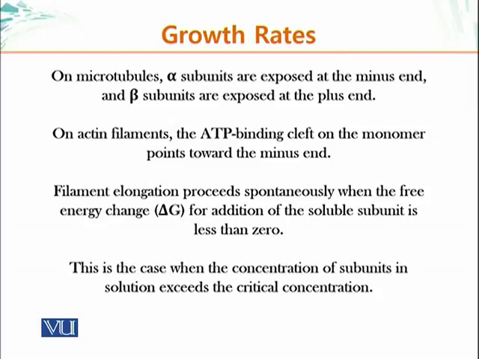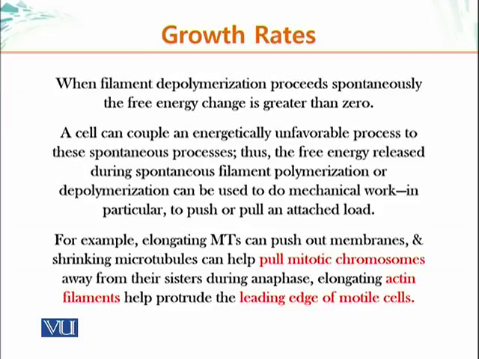So if delta G for addition is less than 0, the reaction will proceed and you will have assembly of monomers into polymers. If the concentration of subunit in solution exceeds the critical concentration, that is when you start polymerizing these structures. When filament depolymerization proceeds spontaneously, the free energy is greater than 0, which makes sense. If delta G is a positive number, you will lose the subunits rather than adding them. A cell can couple an energetically unfavorable process to the spontaneous processes.